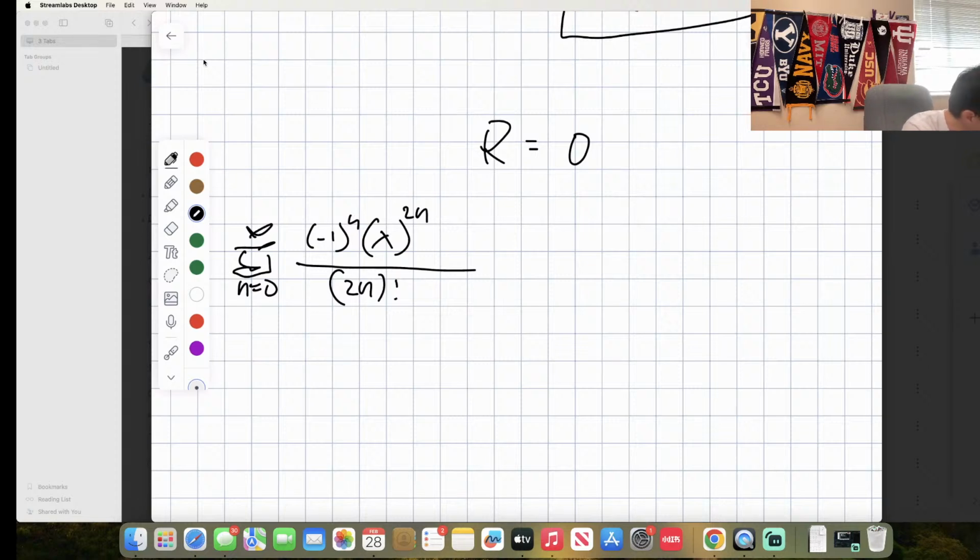And for you to think about a radius of convergence here, it's a little bit difficult, but we can try.